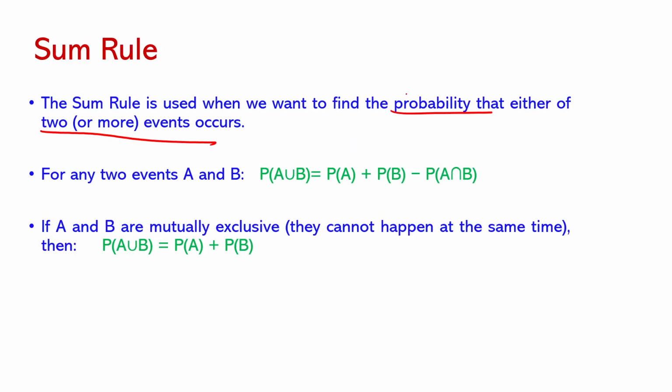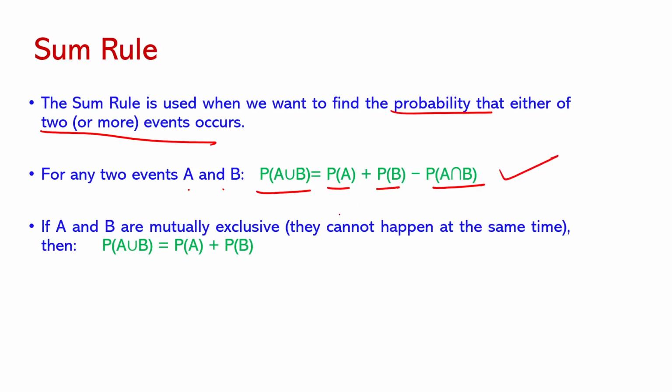When we want to find out the probability that either of two or more events occur, let us say there are two events A and B. Event means experiment which I am conducting. So, for any two events A and B, the sum rule states that P of A union B is nothing but P of A plus P of B minus P of A intersection B. Okay. So, this is the sum rule principle.